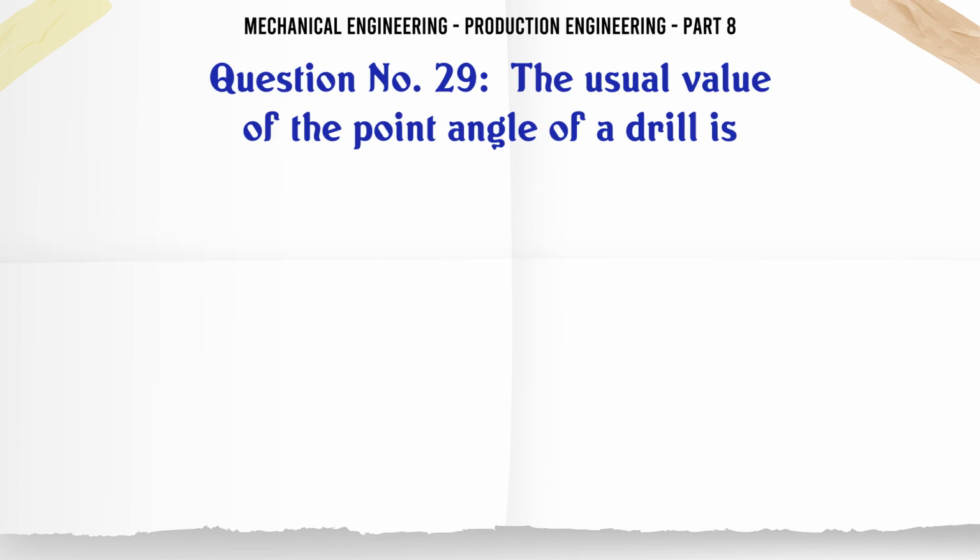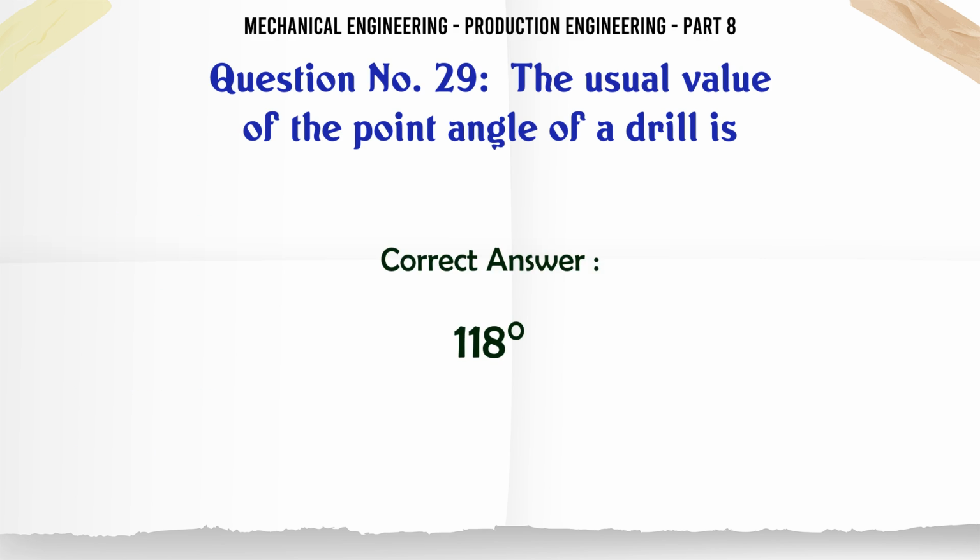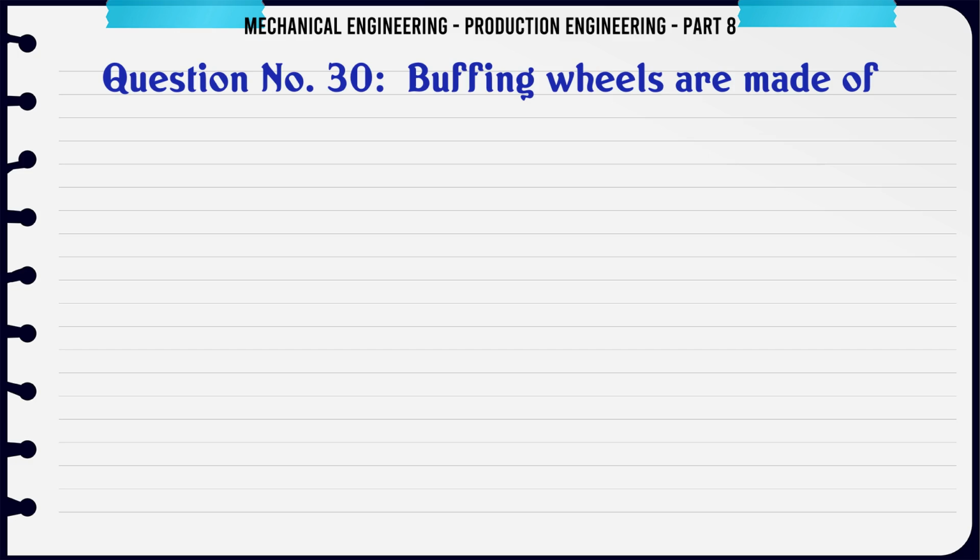The usual value of the point angle of a drill is A. 70. B. 100. C. 118. D. 130. The correct answer is 118.